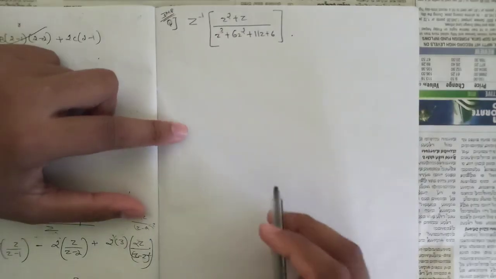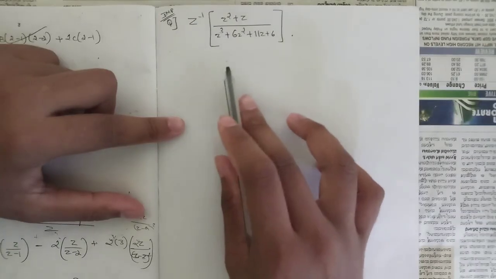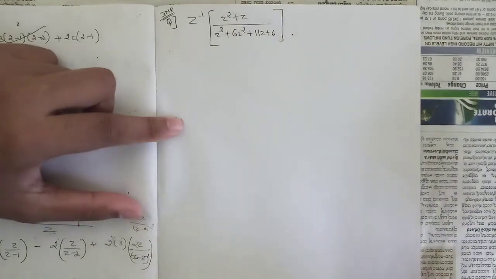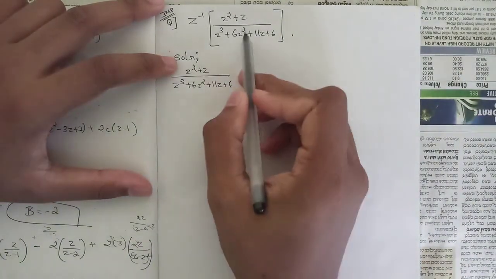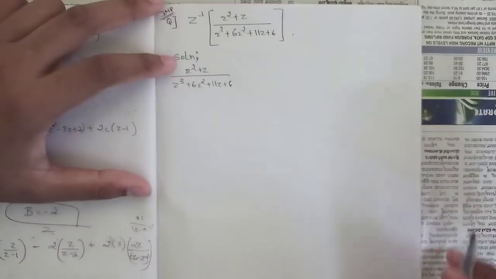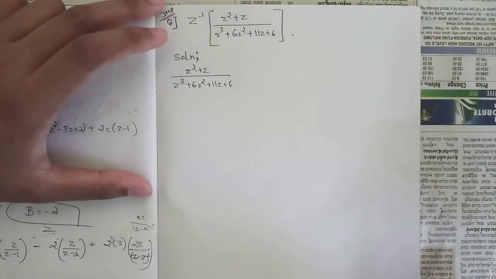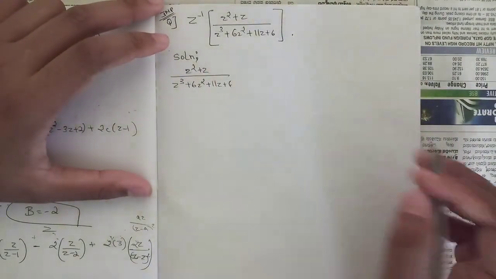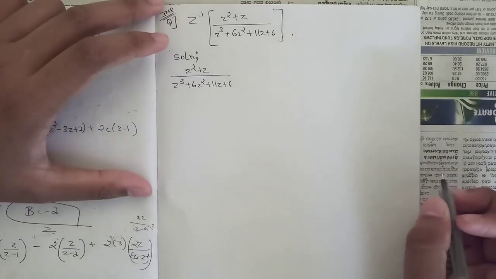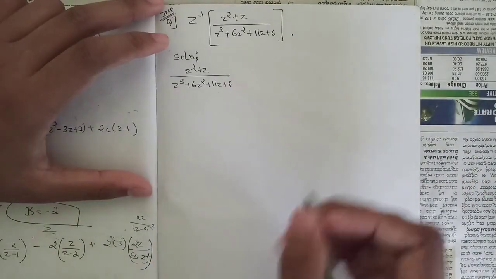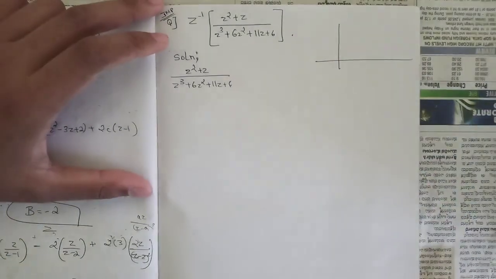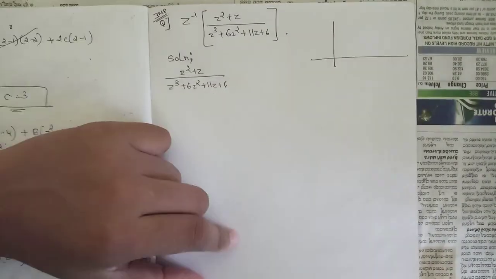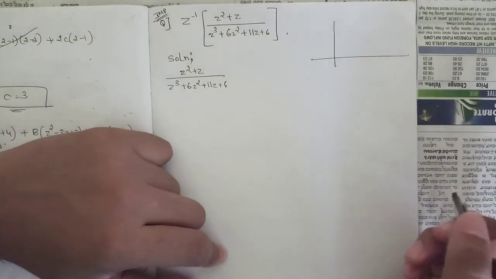Z inverse of z square plus z divided by z cube plus 6z square plus 11z plus 6. So now let's solve this. This is not of the form of partial fraction, as we have solved one problem related to that, right? So for this we need to take the synthetic division. So now let's apply the synthetic division.